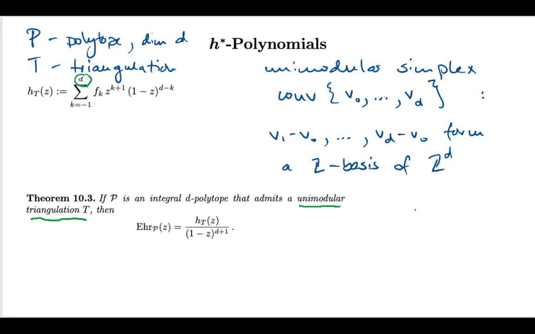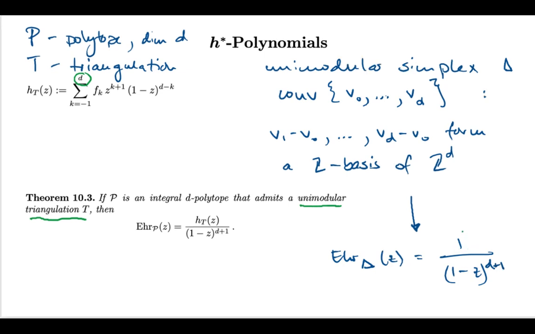Let me give you just a little bit of an idea of why this theorem is true. If you have a unimodular simplex, let me call this delta, of dimension d, then I claim, just like with the standard simplex, the Ehrhart series of delta is of a very simple form. It's 1 over 1 minus z to the d plus 1.